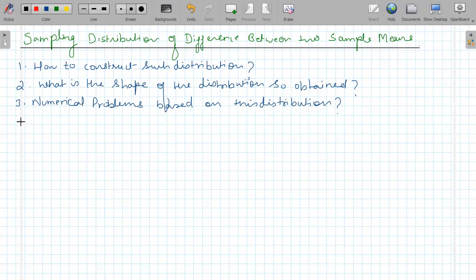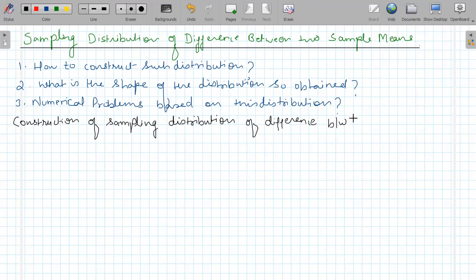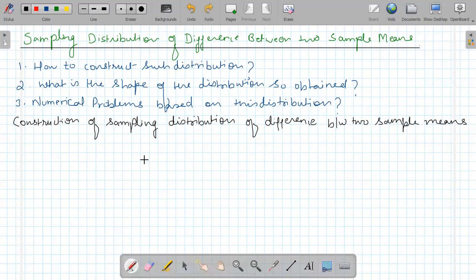So let me write here construction of sampling distribution of difference between two sample means.